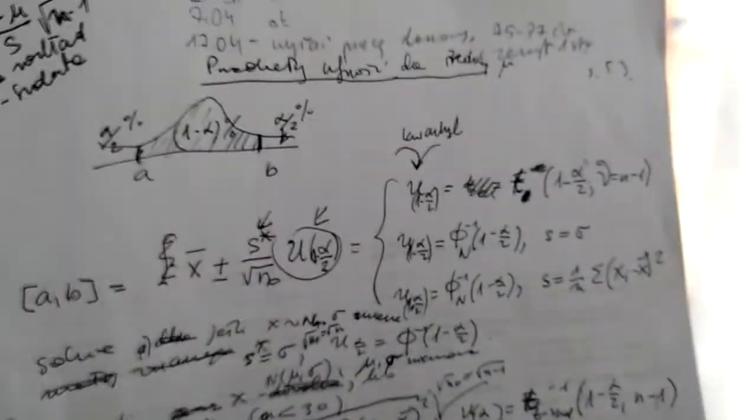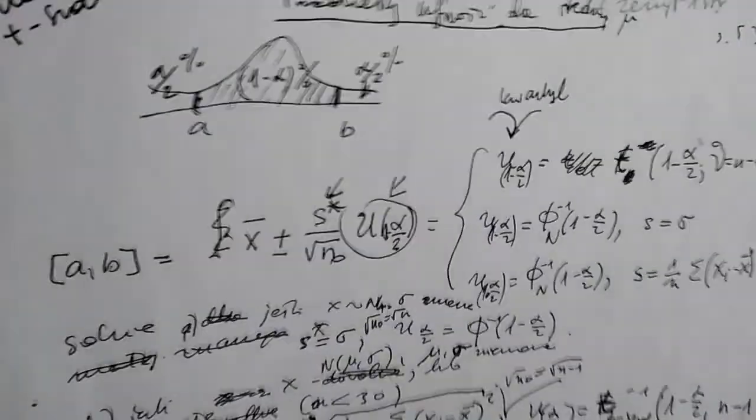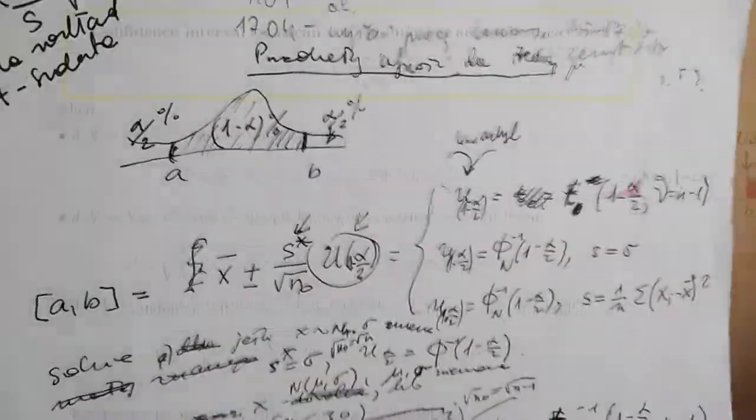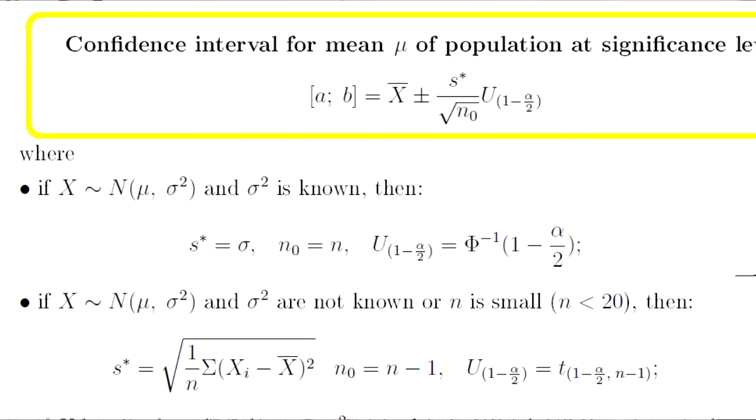It is widely known that formulas in statistics seem to be quite monstrous, horrible, but in some way, we can schematize all the formulas for the confidence intervals for any possible case. So the formula for the confidence interval for the mean of the population is in each case more or less the same. This is equal to the mean of the sample plus minus s star divided by square root of n0 times u of 1 minus alpha by 2.